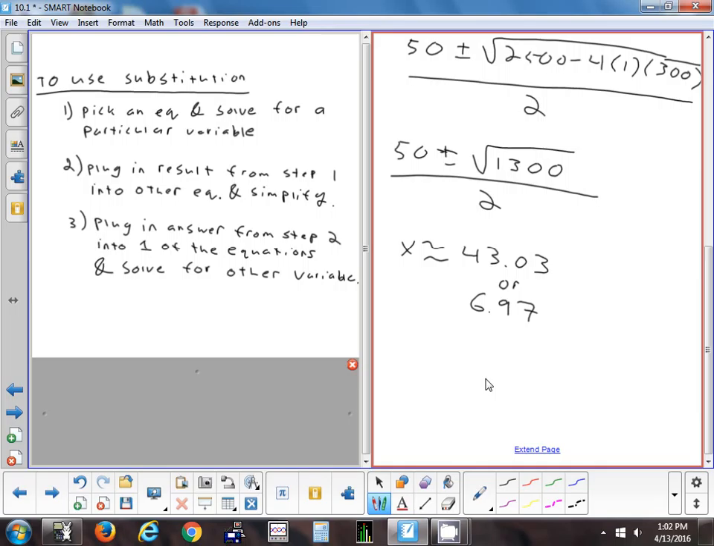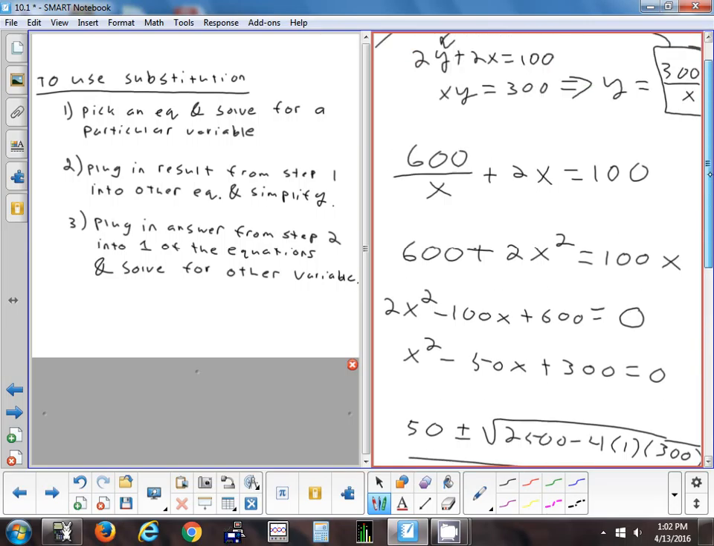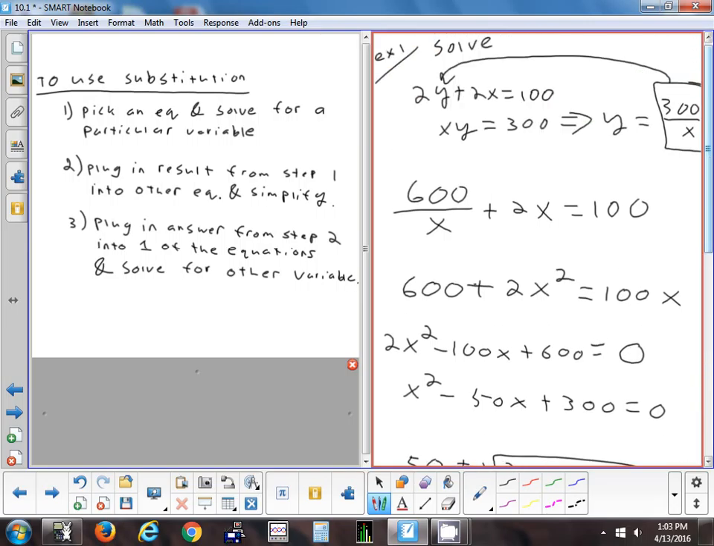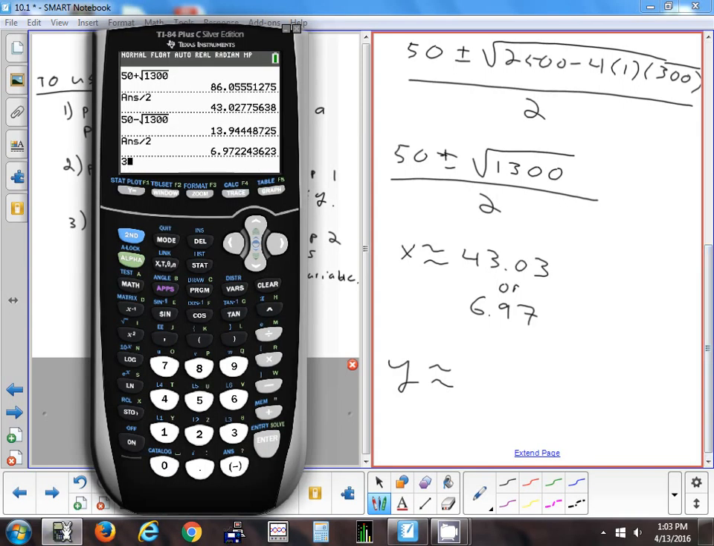Now, besides x, what do I have to go back and find? y. Well, I've got a formula right there. Just take 300 divided by x, and that's y. Okay, so let's find y. Let's take 300, and we're seeing where they cross.